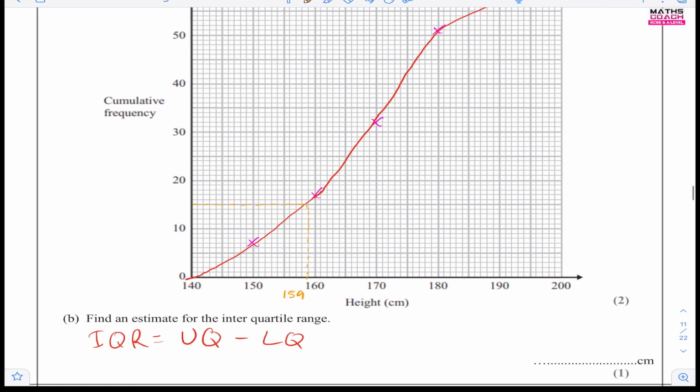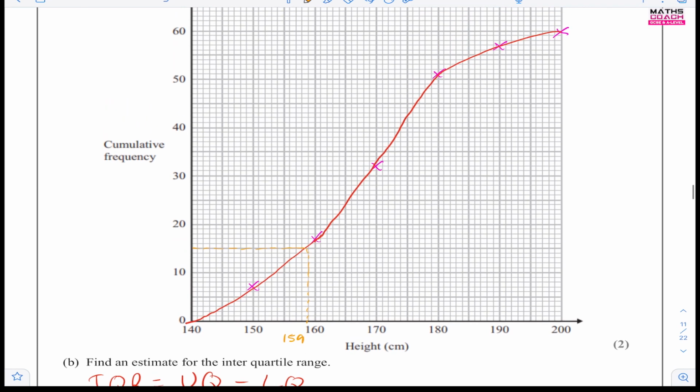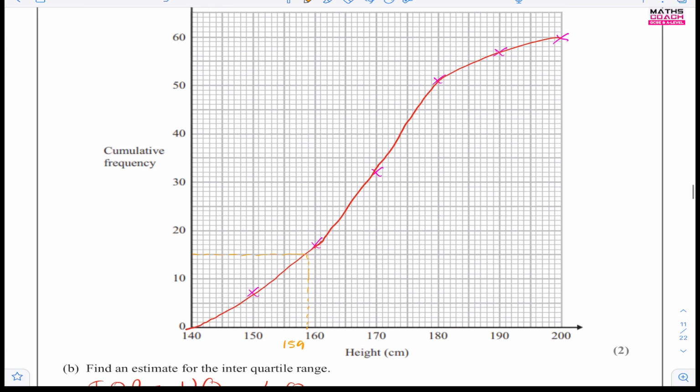Let's just go with that. Same for the upper quartile. So, it's going to be 60 divided by 4 times by 3. We know that 60 divided by 4 is 15, and then when we times that by 3, we get 45. So 45 right here.